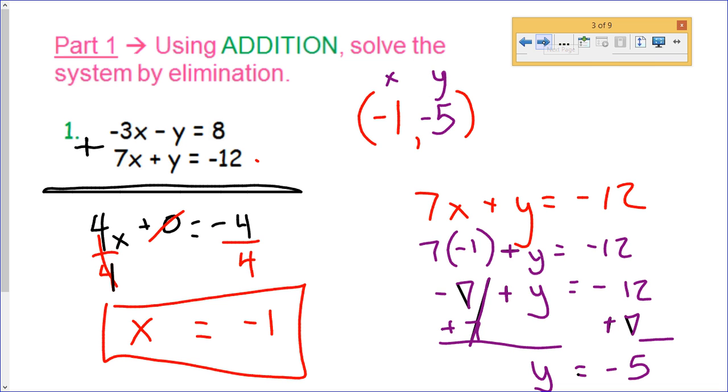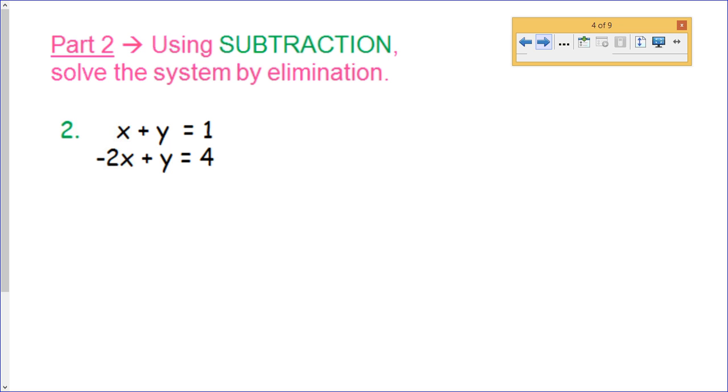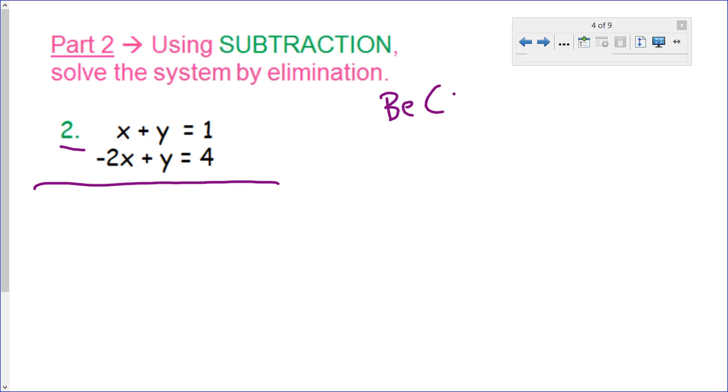So let's move on to the next example. Sometimes we can use subtraction. It's the same deal, only now we're going to use a subtraction sign. This is where it gets a little tricky, so I'm going to write this down. Be careful. As you subtract these and you run into negative numbers, you have to watch out and make sure that you're doing it correctly.